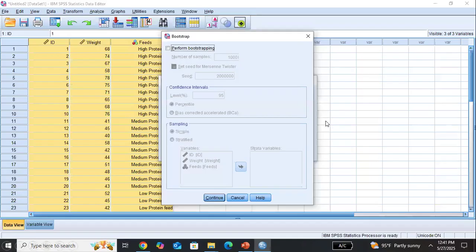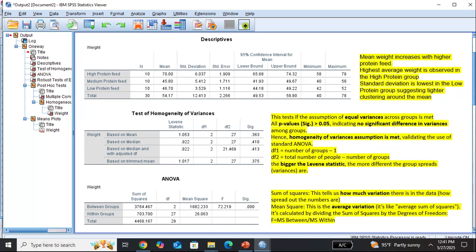Once we press continue in the ANOVA, you will have one descriptive column, another is the test of homogeneity of variances, and the third one is ANOVA. So look, first of all, in the descriptive statistics, you have to see what the mean was, what the standard deviation was, and which group is showing the highest mean. So here, high protein feeds have higher weight, and low protein feeds have lower weight.